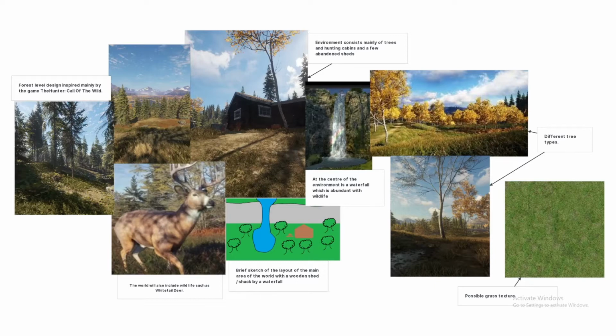In the middle there's a picture of a waterfall, as in the centre of my world I'm going to be having a waterfall, which is shown in the sketch at the bottom, also with a hunter's shack to the right of it, and a log pile surrounded by trees. On the right you can see there's different tree types within the actual game, and obviously that means in my world I'll have multiple different tree variants as well. In the bottom right there's a grass texture, which I'll probably be using in my world, as it's just a good quality texture and it will be tileable across the terrain.